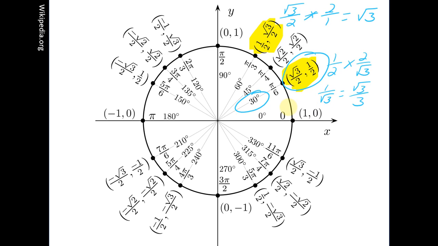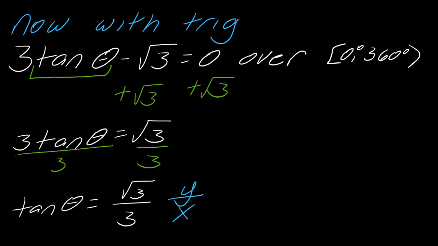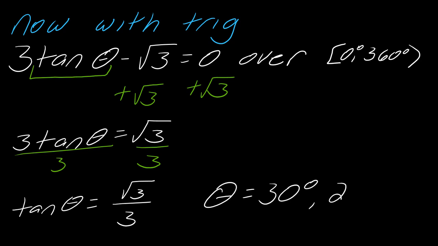Now, we're talking about the unit circle here, so from 0 to 360 degrees. Are there any other coordinate pairs that would result in this? Yes. If I come over to here, this negative divided by the negative, i.e. 210 degrees, should also get me to square root of 3 over 3, because the negatives will cancel out. So my theta is equal to 30 degrees and 210 degrees. That was over the interval from 0 to 360 degrees.